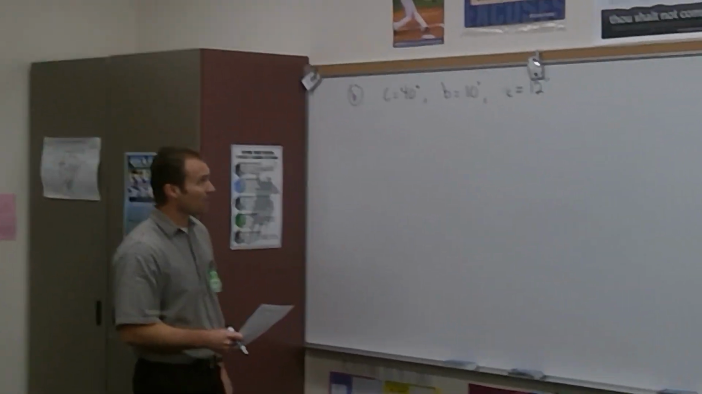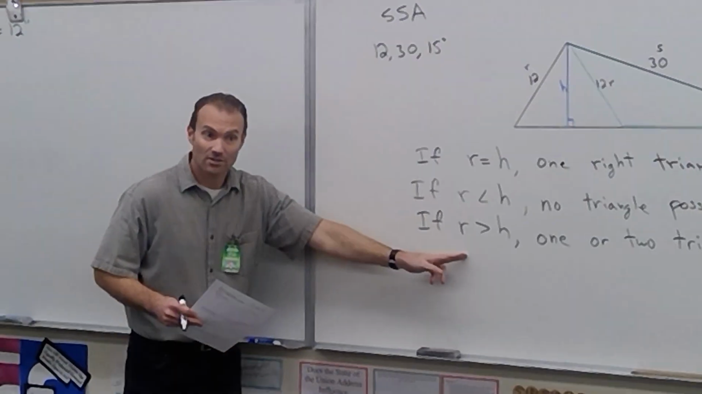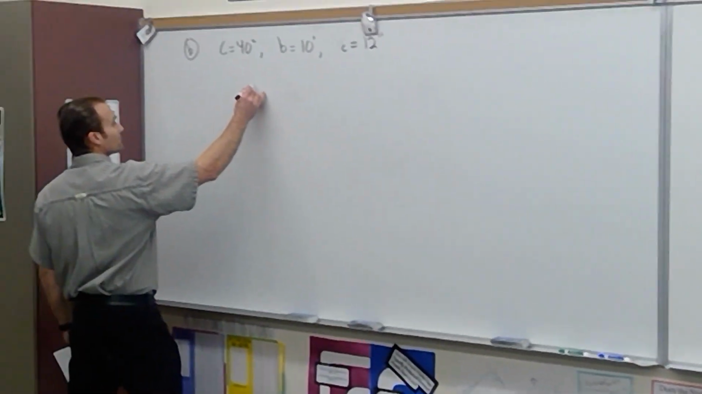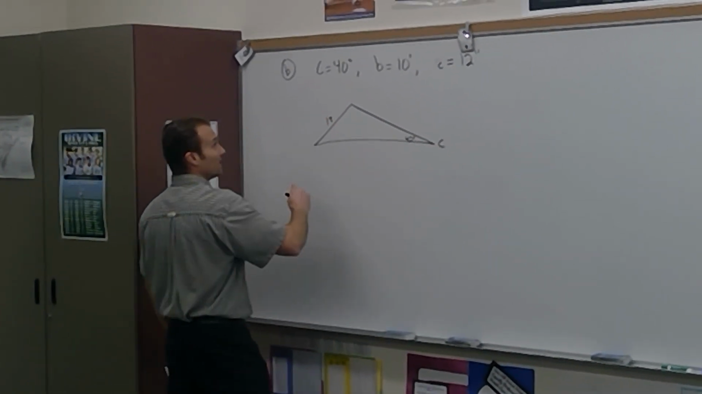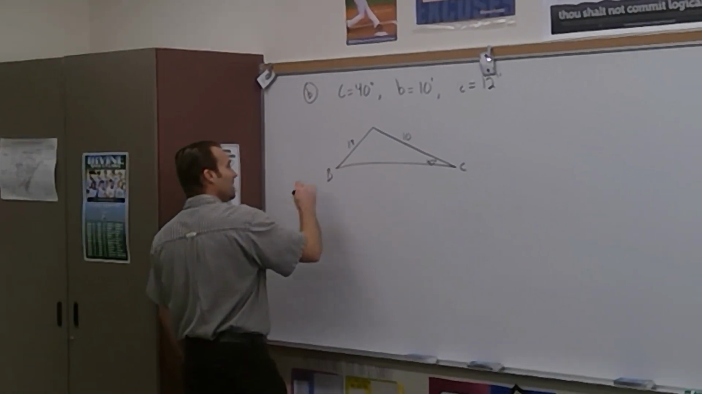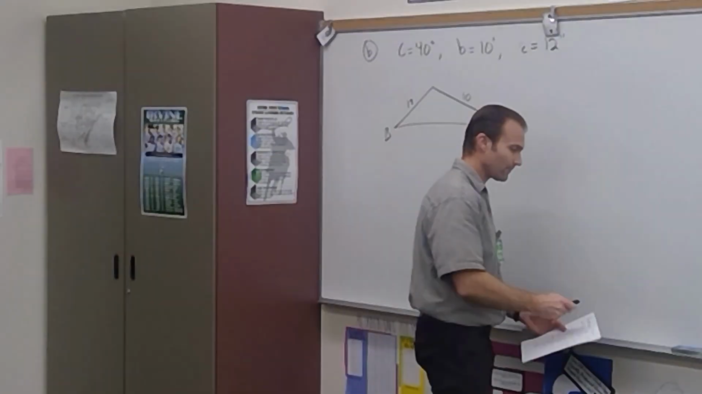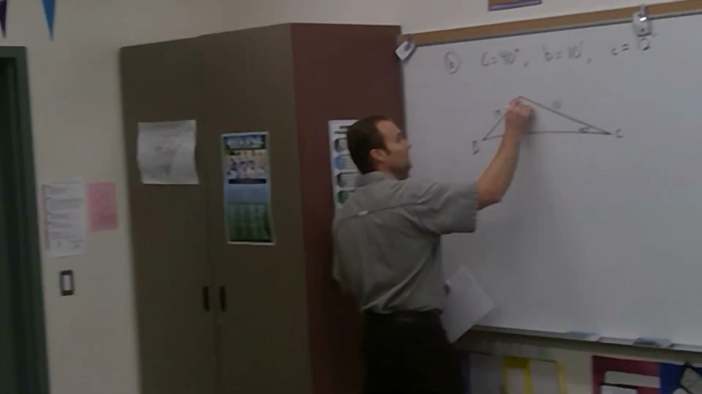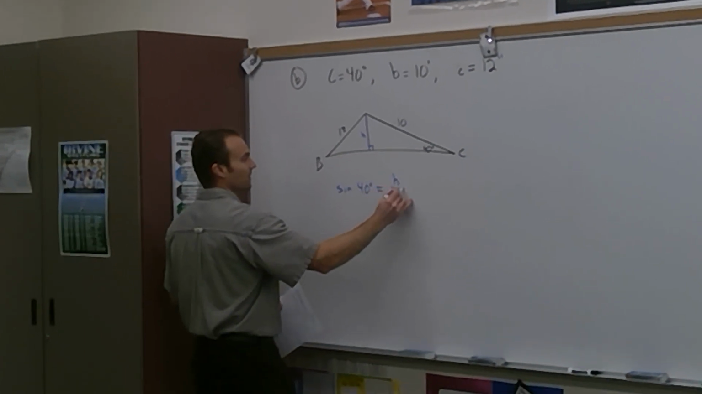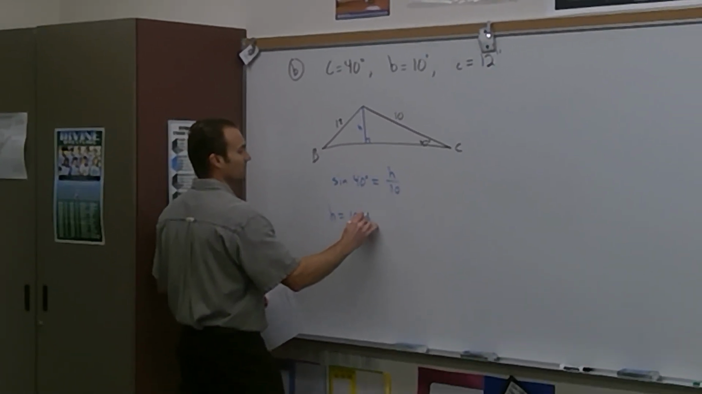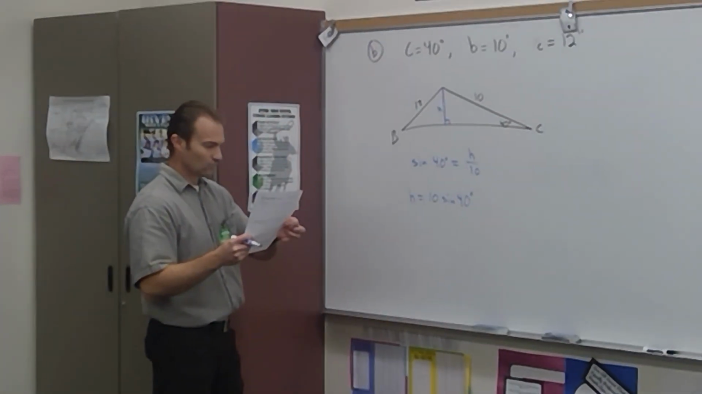Okay, so step one, I have side-side-angle. I need to figure out what's R in relation to the height of my triangle. So I'm going to draw my triangle again. 40 degrees again. 12 over here again, but this time B is 10. Okay. So I have a little bit different situation already. But we need to find height, because that's the first question we need to answer. What's my height? So sine of 40 degrees will equal the height divided by 10, the hypotenuse. Okay, so height is 10 multiplied by sine of 40, which is 6.43 approximately.